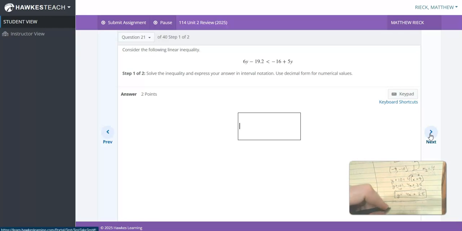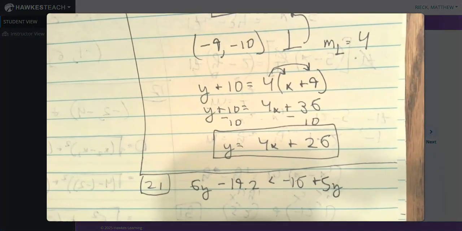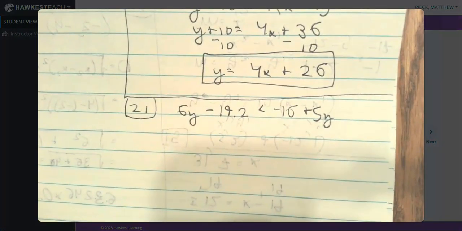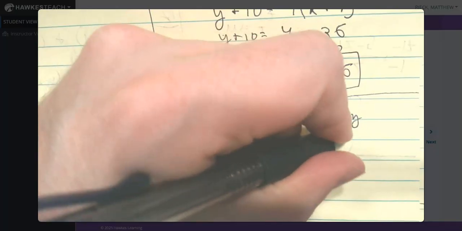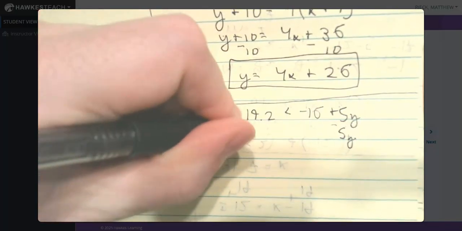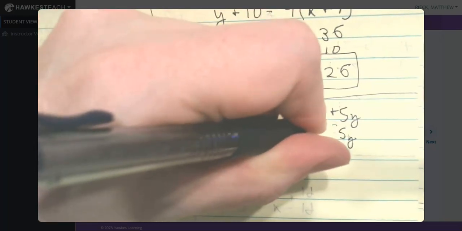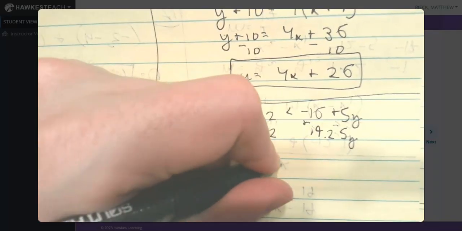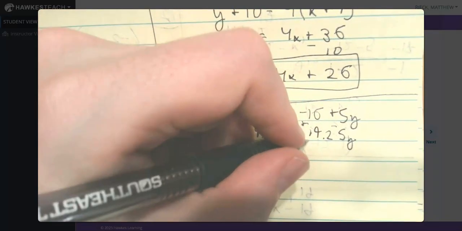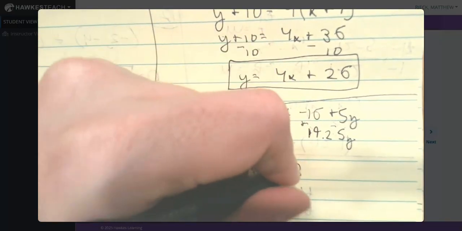All right, so next we have the linear inequality. So you have 6y minus 19.2 is less than negative 16 plus 5y, and we're asked to solve this. We want to get our y's together and our constants together. So here I'm going to subtract the 5y from each side and add 19.2 to each side. So you have 6y minus 5y, so that's 1y is less than negative 16 plus 19.2, which is 3.2.